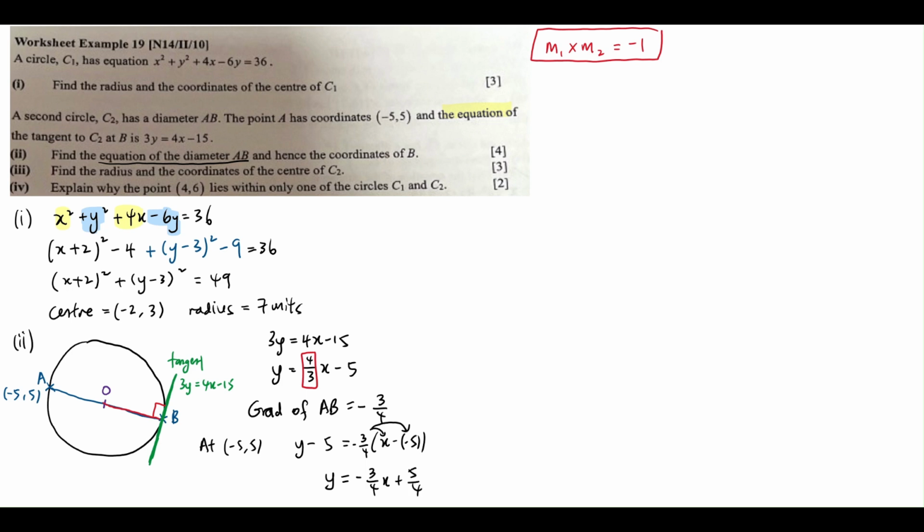Now moving on, the question also wants us to find the coordinates of point B. Now bear in mind that the coordinates of point B is actually the point of intersection between the green line, whose equation is already given to you, and the equation of AB that you just found. Because it's a point of intersection, we can perform simultaneous equations.